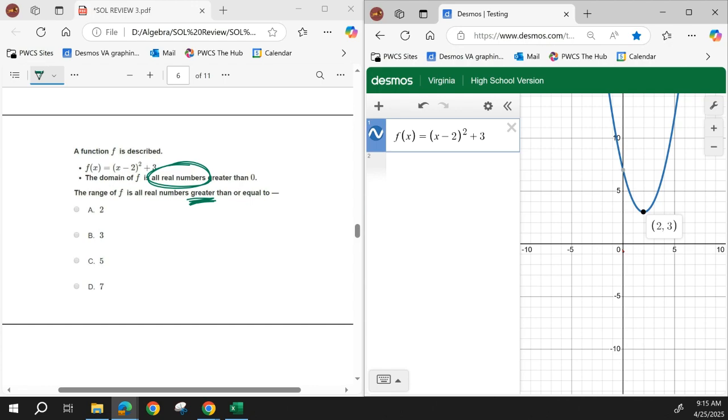2 tells us how far we are to the left or right. That's not what we're looking for when we talk about range. Range tells us how far do we go up and down. Well, this point is 3 in the y direction, and all of the other values are going to be above it. So that means all of our points are going to be greater than or equal to 3.